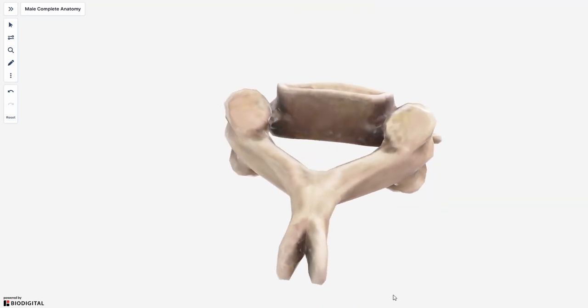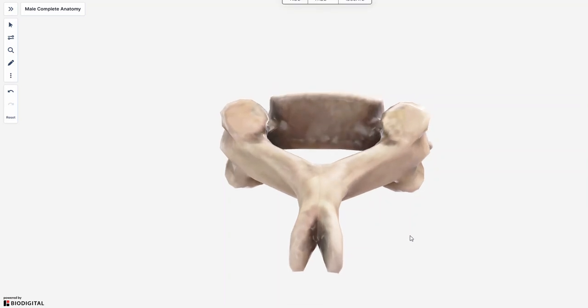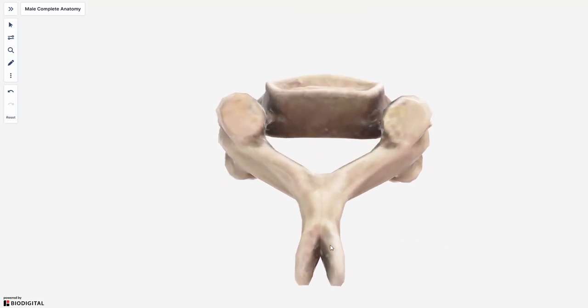Now, the spinous processes of the typical cervical vertebra are different in that they have what is called a bifid, or split, tip. As we talk about the lumbar vertebra and the thoracic vertebra, you will note that the spinous processes do not have this bifid split tip.